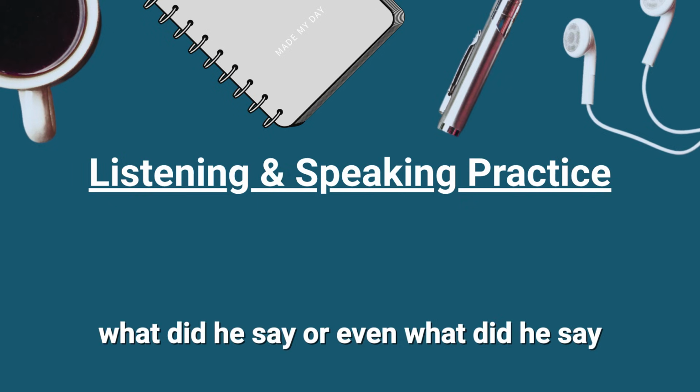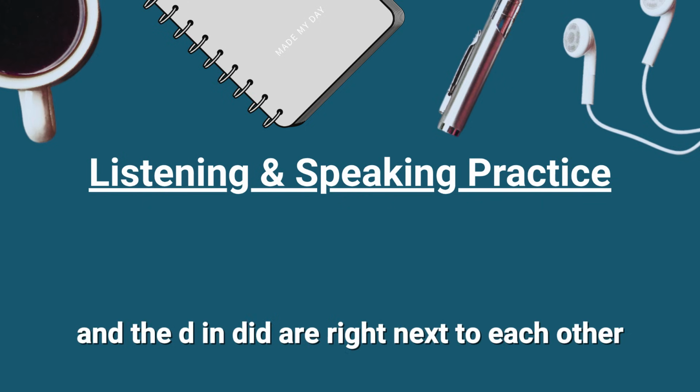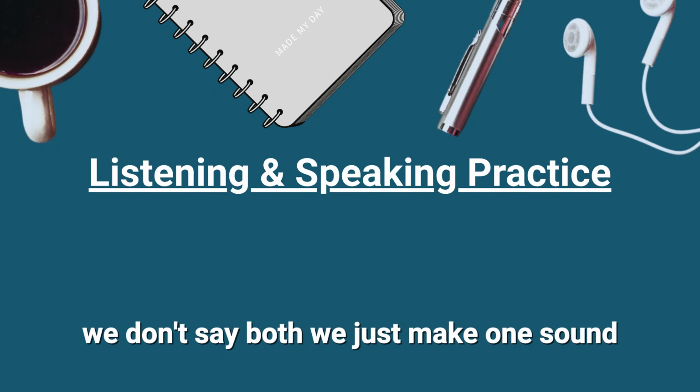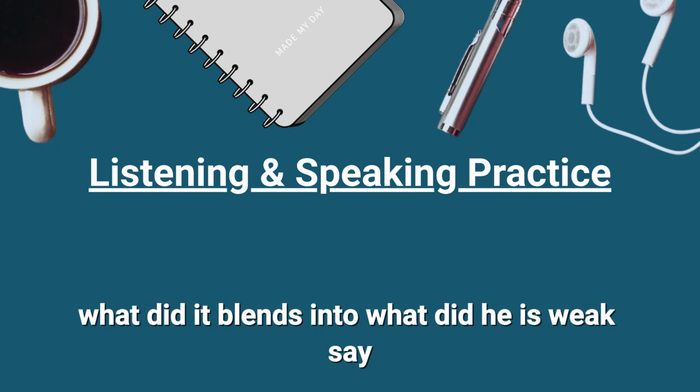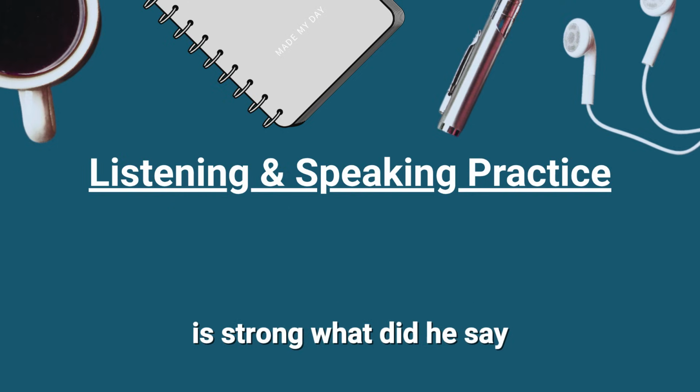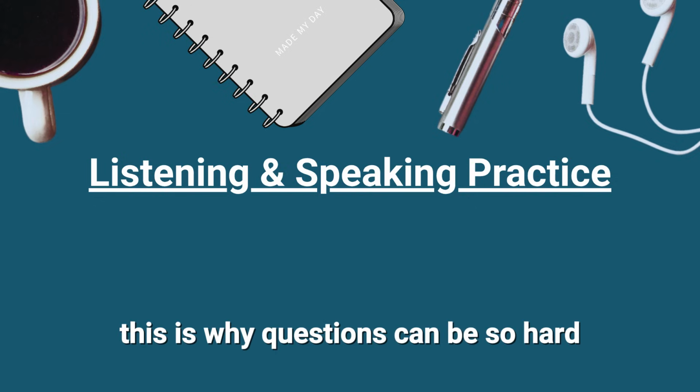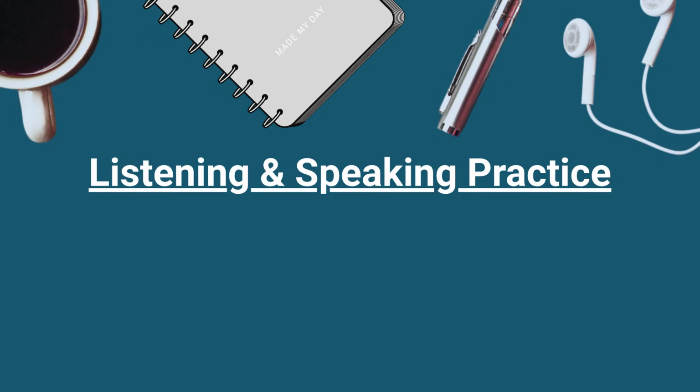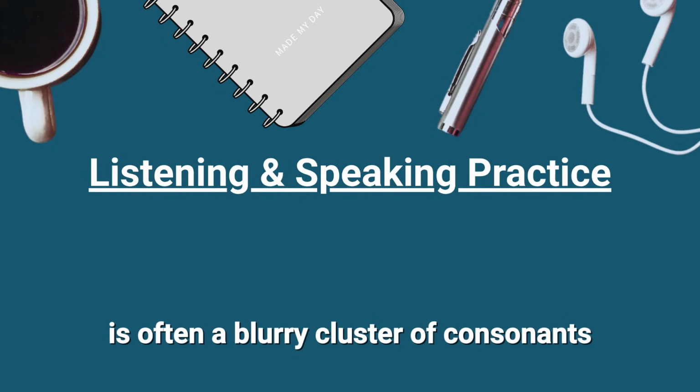Chloe then asks, "What did he say?" "What did he say?" Or even, "Whuddid he say?" The T in "what" and the D in "did" are right next to each other. We don't say both. We just make one sound. "What did" blends into "whuddid." "He" is weak. "Say" is strong. "What did he say?" This is why questions can be so hard. The beginning of the question is often a blurry cluster of consonants.